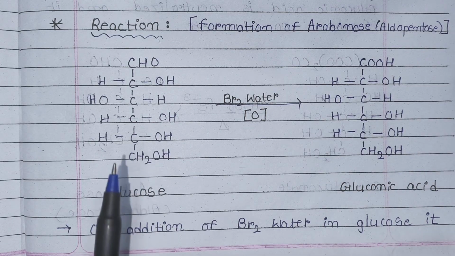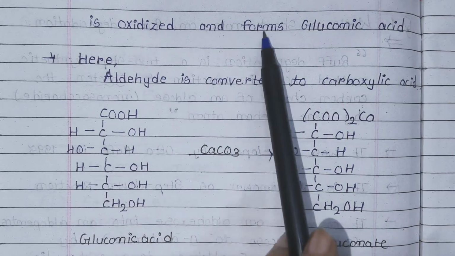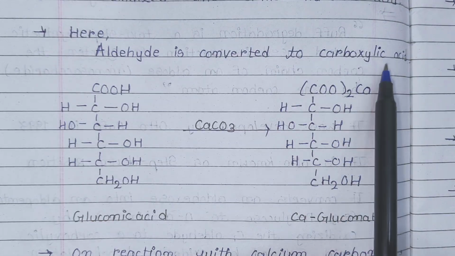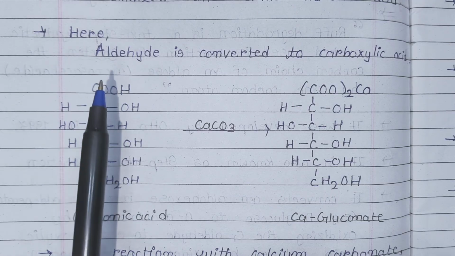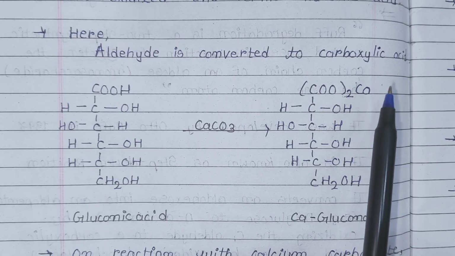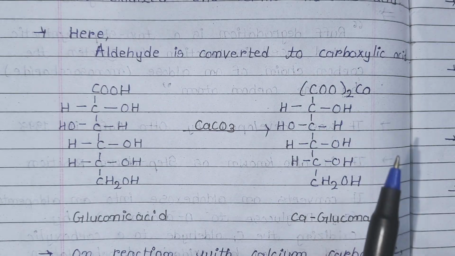See, all the reactions mentioned here are also written in statement form. It will help you to understand more, and making notes will be easier. So on addition of Br2 water to glucose, it is oxidized and forms gluconic acid. Here the aldehyde is converted to a carboxylic acid. So our first step is done: of the two steps of this Ruff degradation, the first one is aldehyde to carboxylic acid. Now we have to move from the carboxylic acid back to an aldehyde, but with the removal of a carbon.